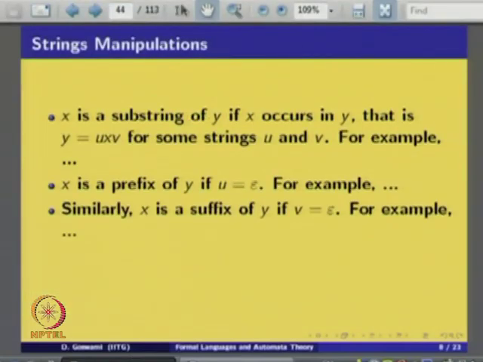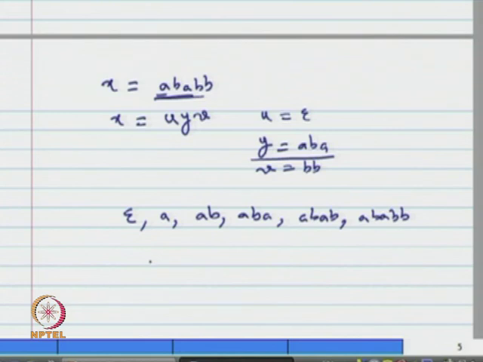Similarly, we define a suffix. We say that X is a suffix of Y if B equals epsilon. So, if we write for the same string ABABB, if we write X to be say U Y V, where V equals epsilon, say Y equals ABB and U equals AB.